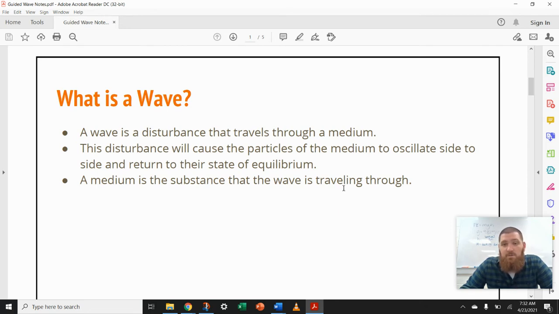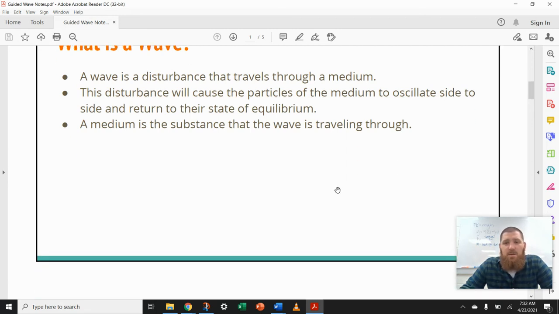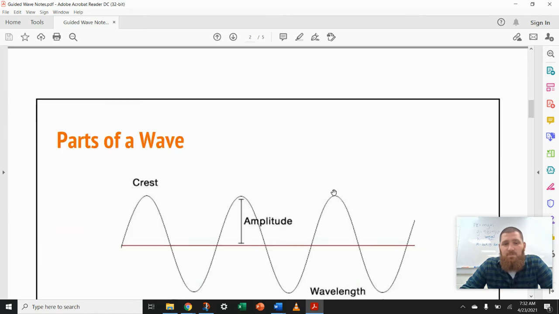It can be air, for example, sound waves travel through air and liquids and stuff like that. It's just whatever that wave is traveling through.